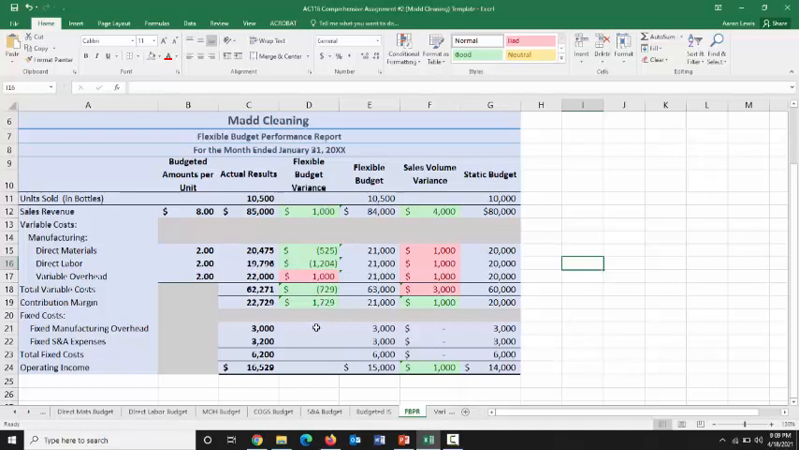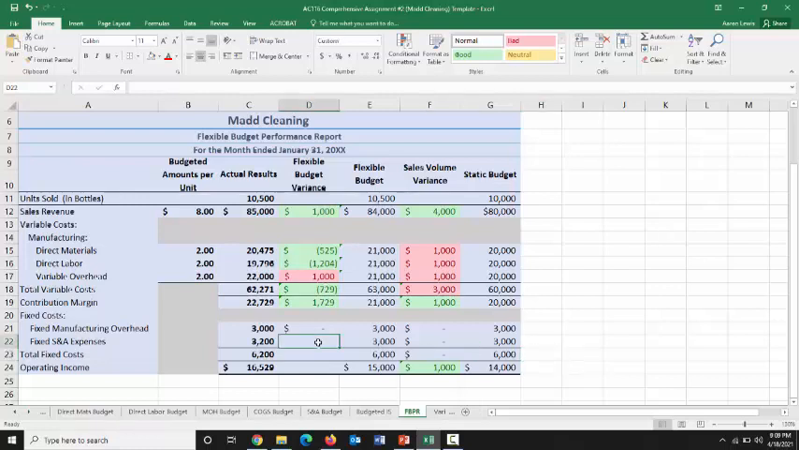And then for our fixed variances, well, we actually incurred $3,000 of fixed manufacturing overhead. Our flex budget says we should have incurred $3,000 of fixed manufacturing overhead. We didn't have any variance. We nailed that number perfectly. We made a guess on what that number was going to be, and it just so happened that it ended up being perfect. We have zero variance right there.